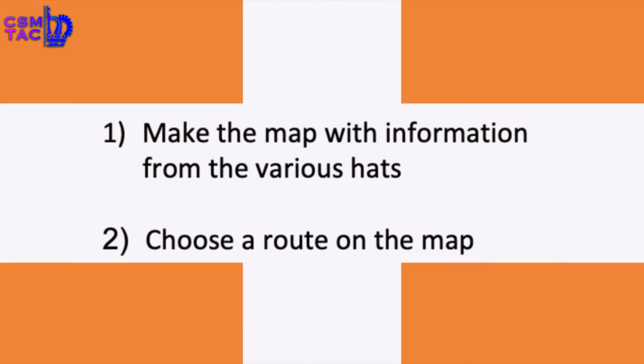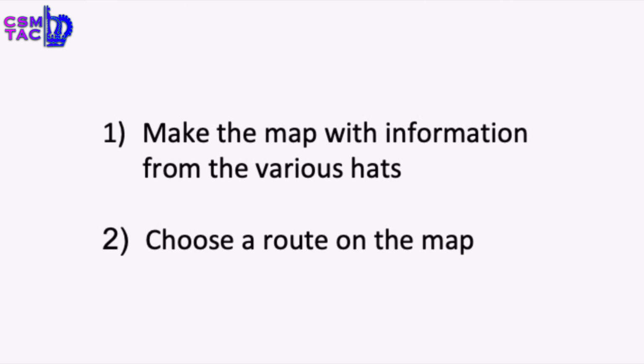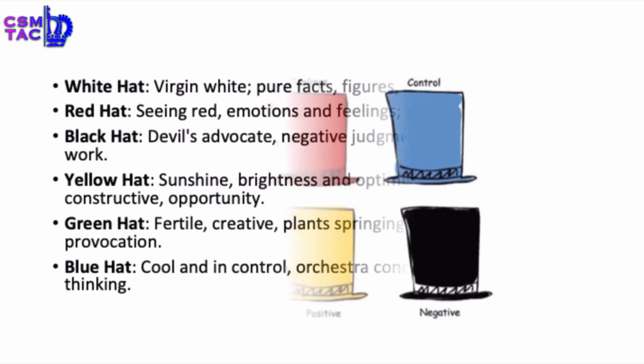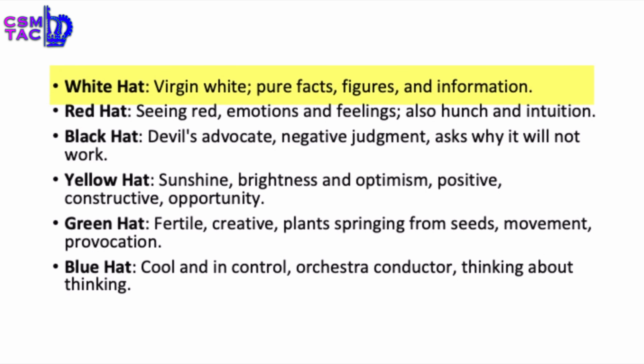The first stage is to make the map with information from the various hats. The second stage is to choose a route on the map. If the map is good enough, the best route will often become obvious. So, each of the 6 hats puts one type of thinking on the map. White hat is virgin white, pure facts, figures, and information.